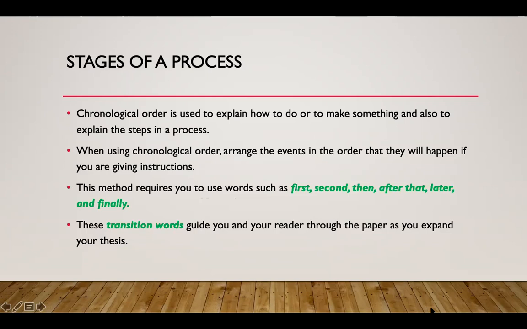And then we are moving towards stages of a process. It's a special kind of chronological order that is used to explain how to do or make something and also to explain the steps in a process. When using chronological order, arrange the events in the order that they will happen if you are giving instructions. This method requires you to use words such as first, second, then, next, after that, later, finally, and eventually. These transition words guide you and your reader through the paper as you expand your thesis. So normally we find stages of a process while we are presenting a recipe or while we are giving tutorials about how to repair a certain machine or how to drive a car, something like that.